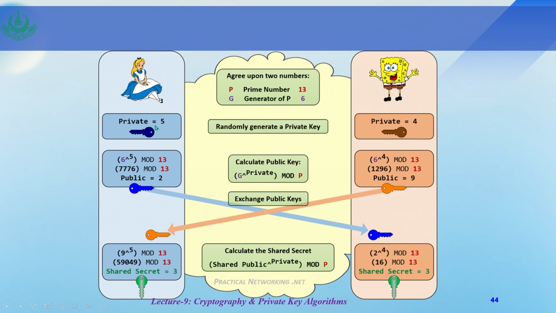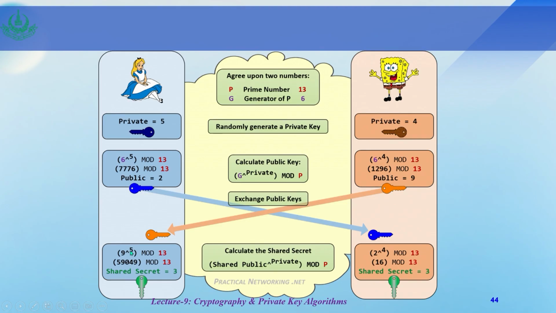The first user chooses private number 5. The second user chooses 4. The prime number is chosen as 13 and the generator as 6. Now the first user computes 6 raised to the power 5 mod 13, which produces 2, and the second user calculates 6 raised to the power 4 mod 13, which is equal to 9, as the public value. Now they both exchange these public values with each other.